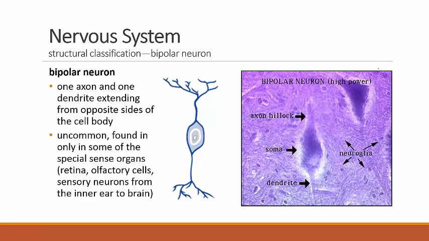So bipolar, two poles, indicates the two processes that extend from opposite sides of the cell body. And notice in this particular slide it was labeled as the soma. Soma means cell body. But here you can see a single dendrite and a single axon with the axon hillock.